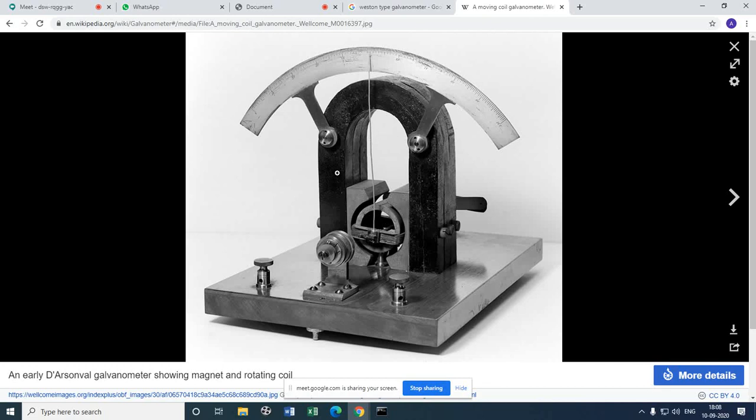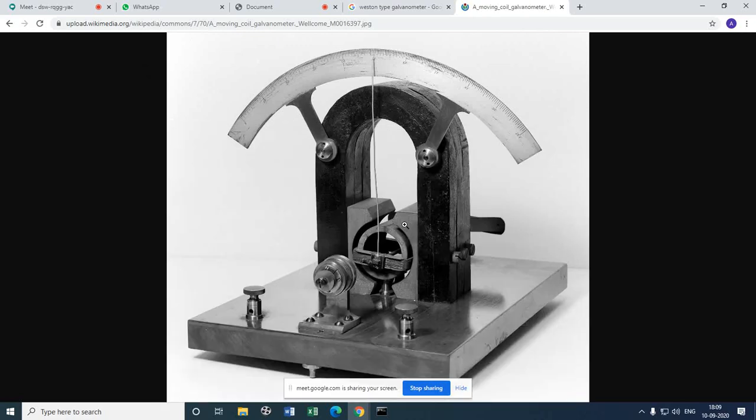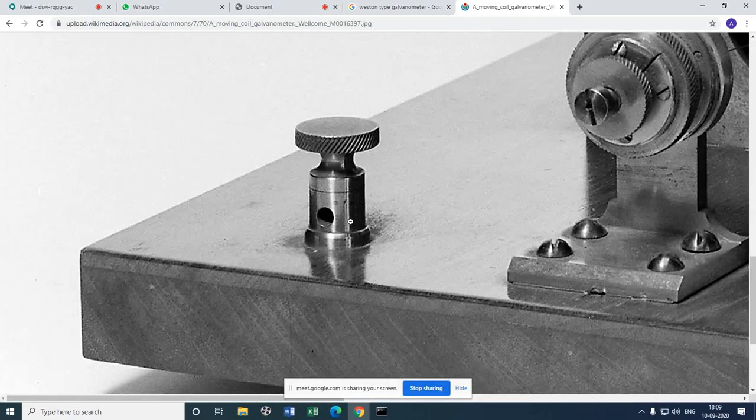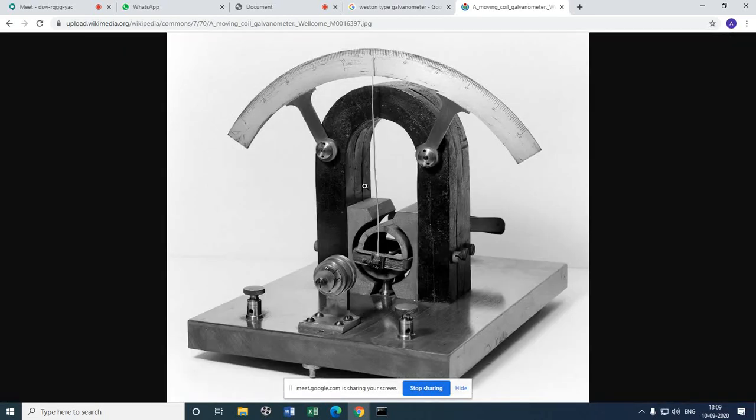Okay? So you can see there is the armature here. These two are the field magnets. This one and this one are the field magnets. You see these two points? These are the two points through which the current will be supplied. They are connected inside in some way. Got it?